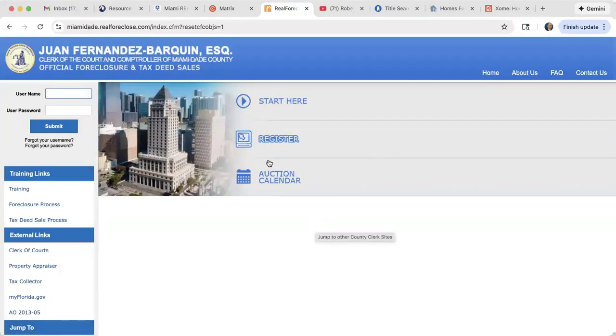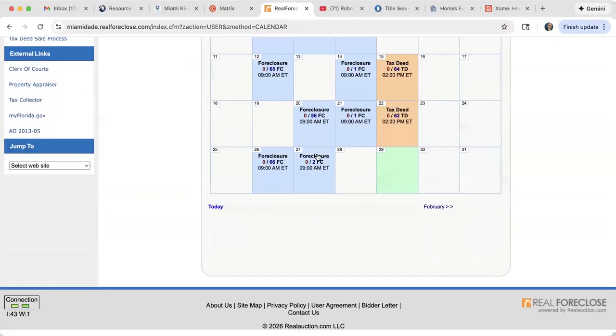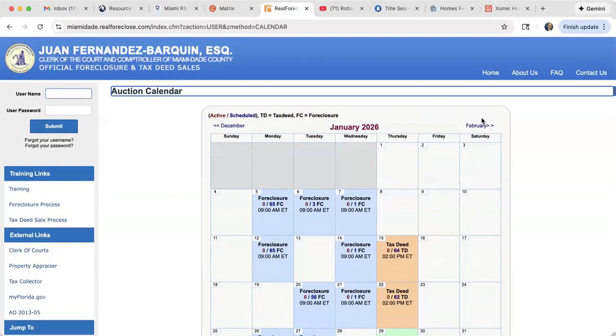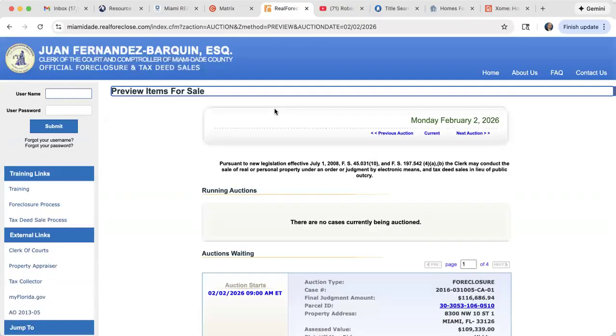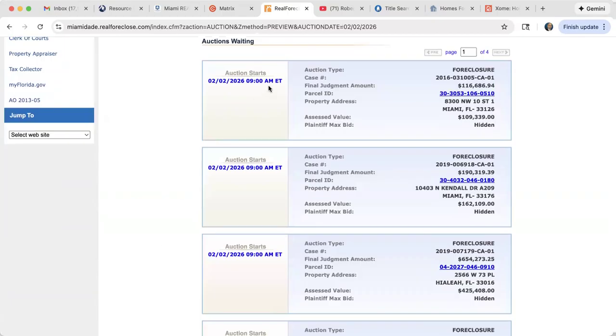All right. I'm just going to open the calendar and show you. Here are the auctions. Obviously, let's go to the next week here. So here are the auctions scheduled for this coming week. On Monday, there are 44 properties up for auction. And these auctions begin at 9 a.m. and usually last just a few minutes.